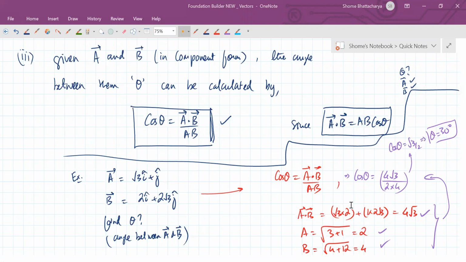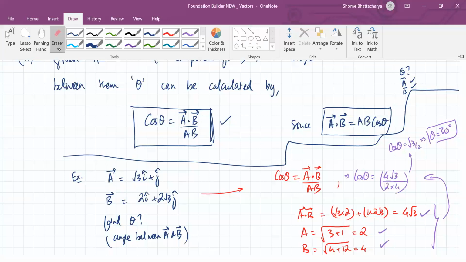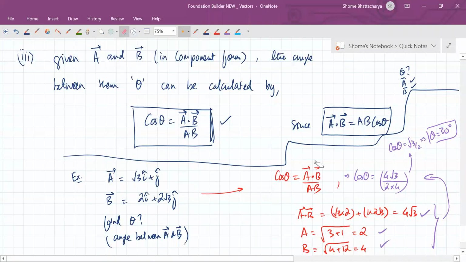So Ayush, in the last part of the sum, we have just substituted in this formula. You see now? This is the formula. Okay. So this here is the formula for cos theta.